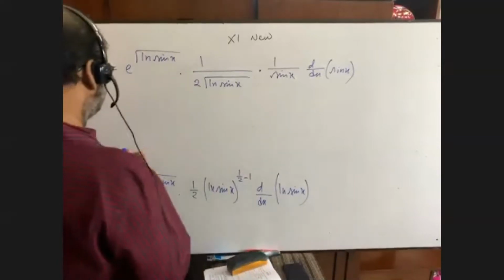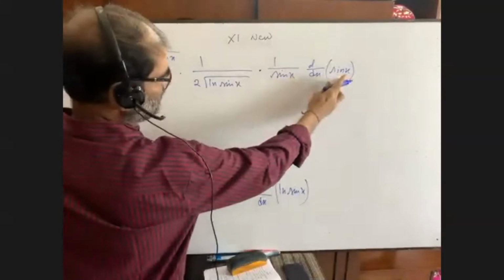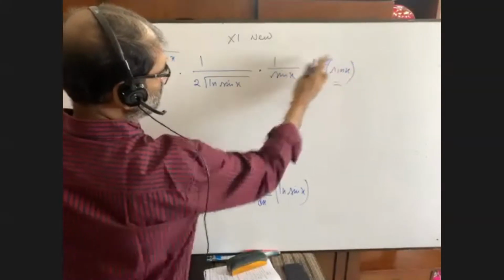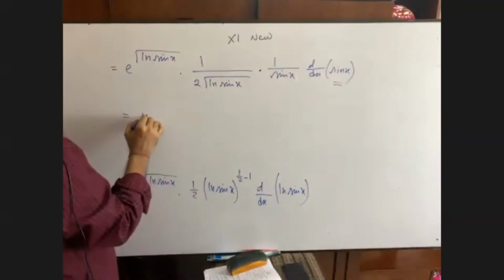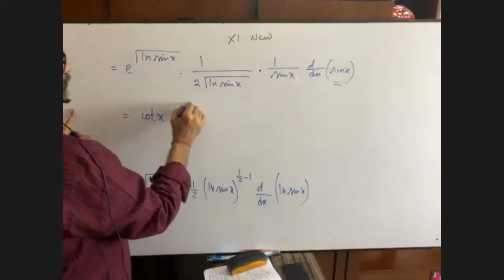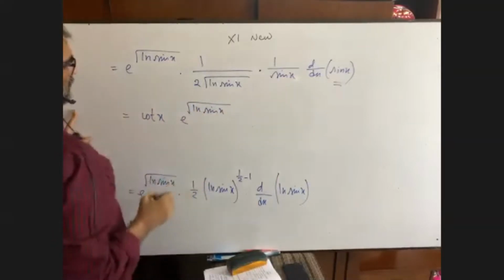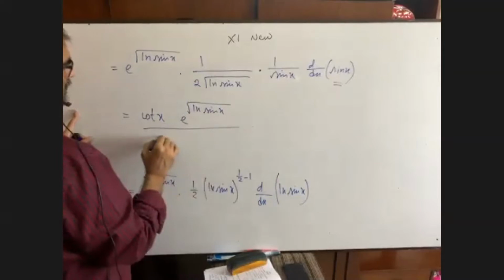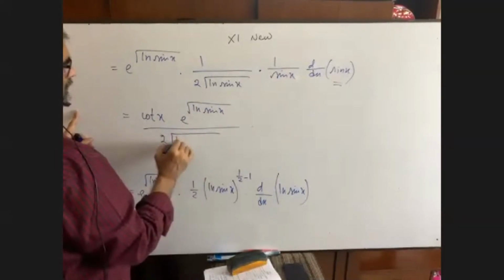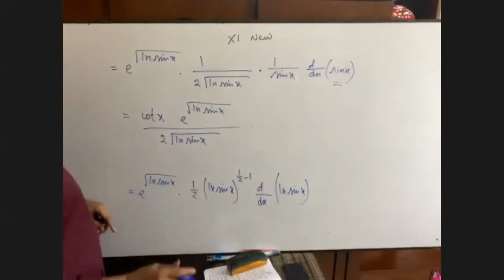Then we are getting here. It is what? The derivative of sin x is cos x, right? So cos x by sin x equals cot x. Cot x times e to the power root over ln sin x by 2 root over ln sin x. Is it the answer?